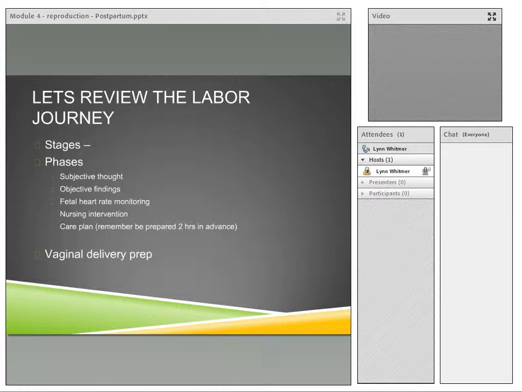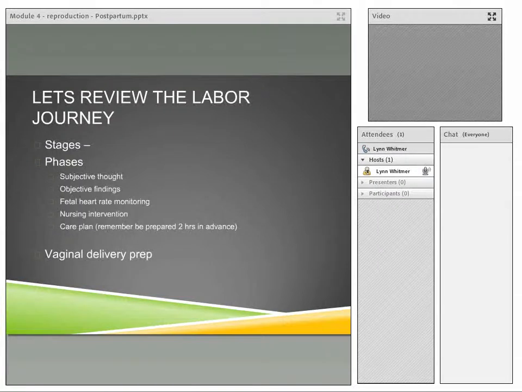You're looking at the 5 pieces again: baseline, variability, accelerations, decelerations, and maternal activity. And we would see that over time, as the baby becomes more tired or is under a little bit of stress from labor, the variability may decrease. We might start seeing some decelerations of the fetal heart rate, but as long as they come back to baseline, we know baby's quality of oxygenation is good.